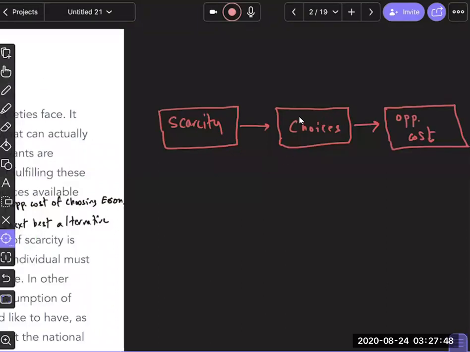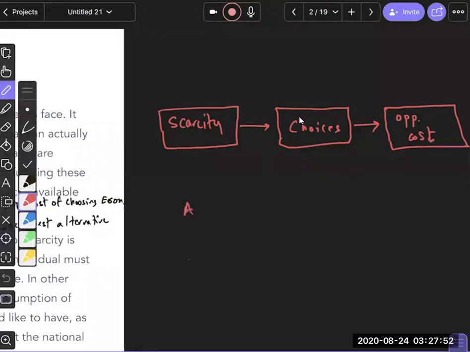And the next best alternative, when you choose one: if I choose A and I don't choose B, then B becomes my opportunity cost, and A is my choice. If I choose A for apple, and I don't choose B, for bananas, then bananas will be my opportunity cost. In other words, it is the opportunity that I lose.